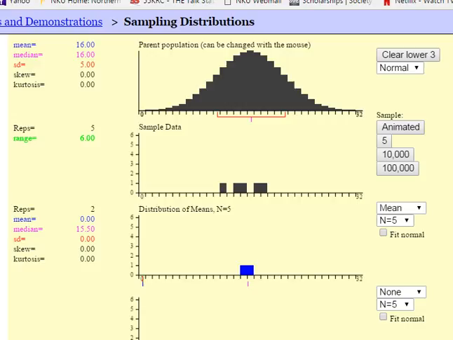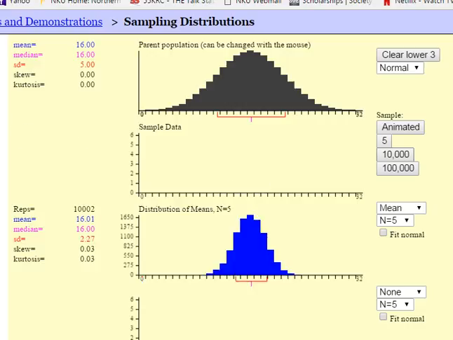Now, I could do this lots and lots of times, and that's what I'm going to do. I'm going to do it not just one time, I'm going to do it 10,000 times. So what I just did is I collected 10,000 samples of size 5 from this population. For each one, I calculated the sample mean, then I plotted the sample mean down here in this histogram. Well, I can do it again, and again, and again, and again.